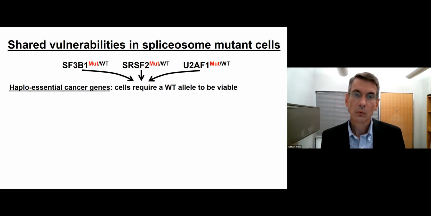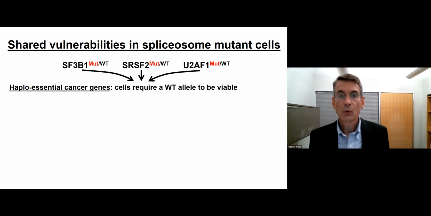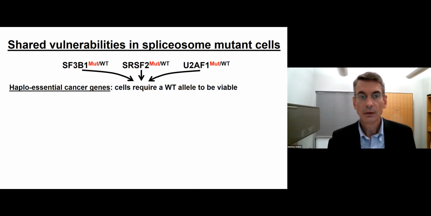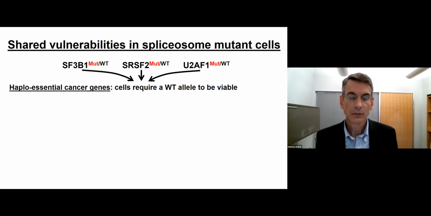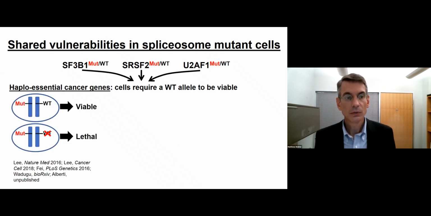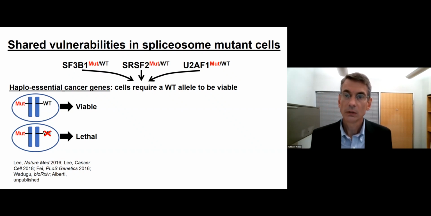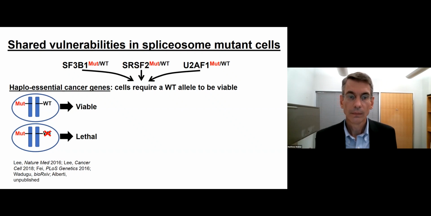So the SF3B1, SRSF2, and U2AF1 heterozygous mutant cells have all been shown to require a wild type allele to be viable. So these are haploessential genes. And by that I mean you have a cell with a heterozygous mutation and the wild type allele is also expressed and that cell is viable. But if you remove the wild type allele and have just mutant expression, that can lead to lethality. And that has been shown specifically in vivo models for SRSF2 and U2AF1.